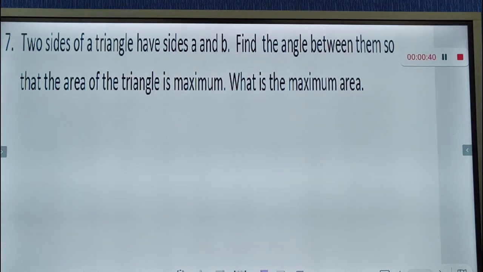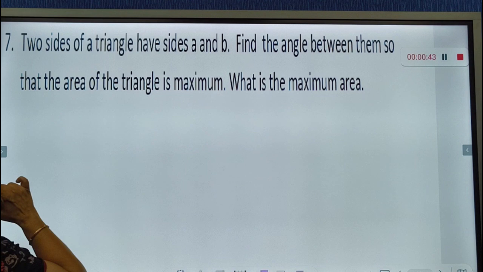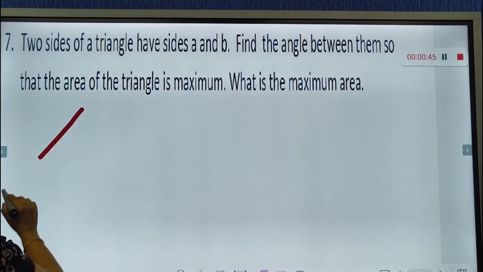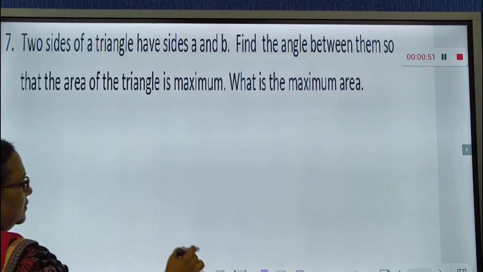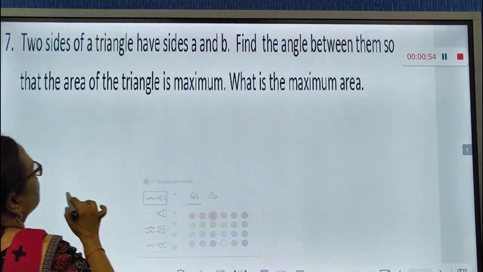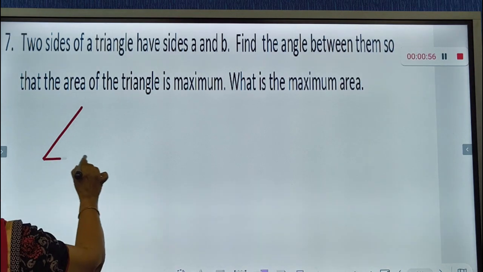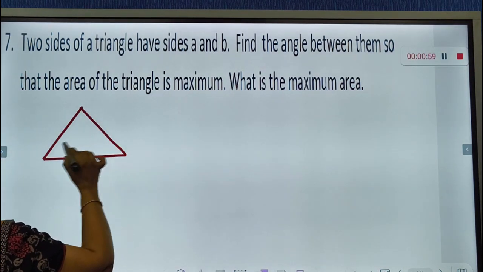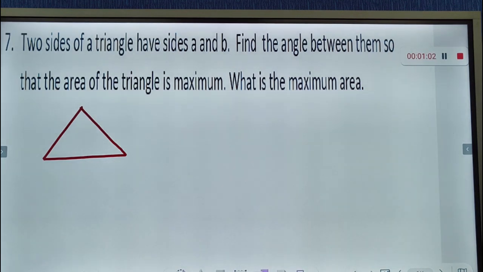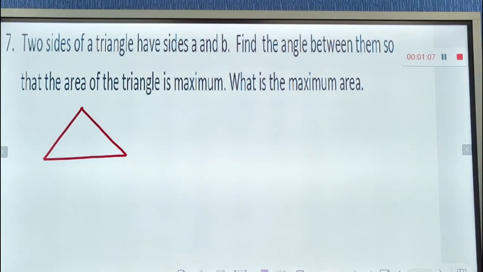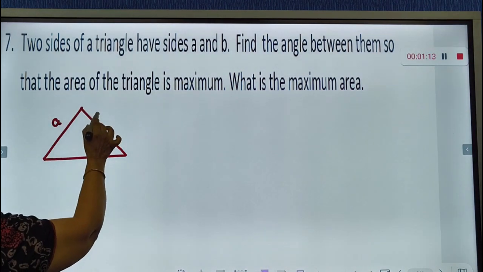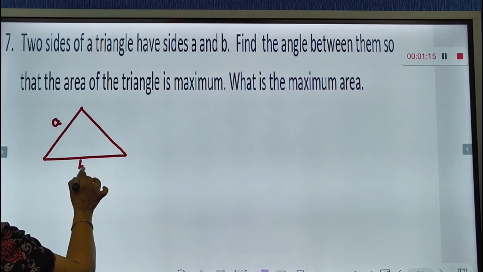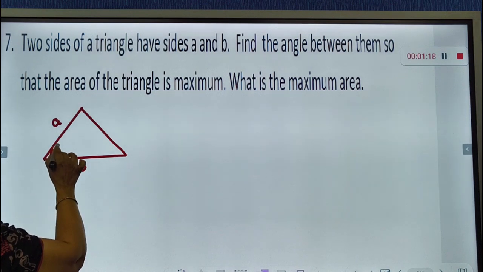Now, two sides of a triangle have sides A and B. So you have a triangle whose sides are A and B, and you have to find the angle between them so that the area of the triangle is maximum, and you also have to find what is the maximum area. So let the sides of the triangle be A and B, and let this angle be theta.